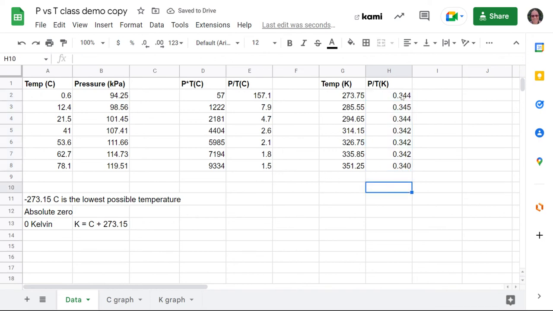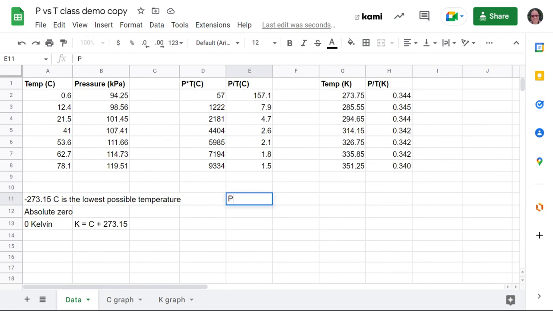And if you look at this, although it's not perfect because our data is not perfect, it's pretty darn good. You can see that it's 0.34, 0.34, 0.34. The third digit changes slightly, but I would call that a constant, which means that in the end, our equation will look very similar to the pressure and particles equation.